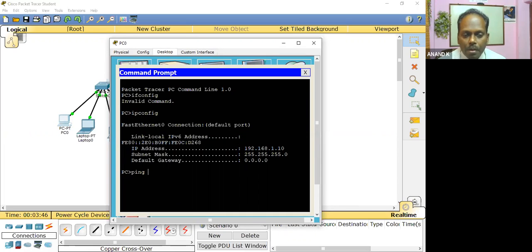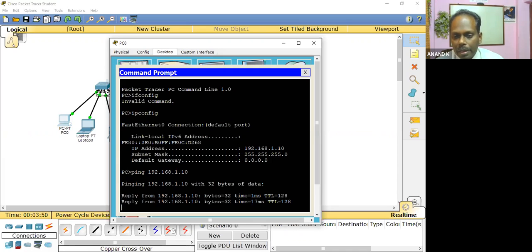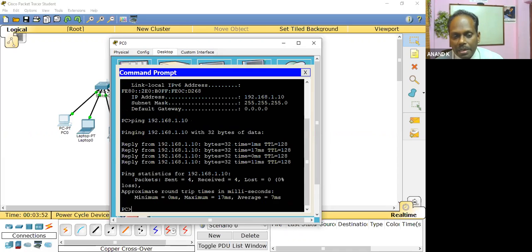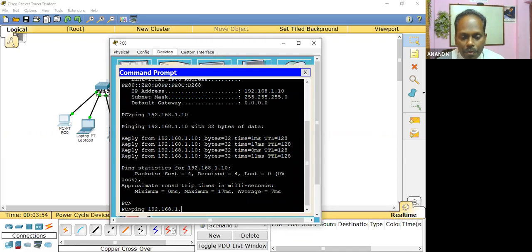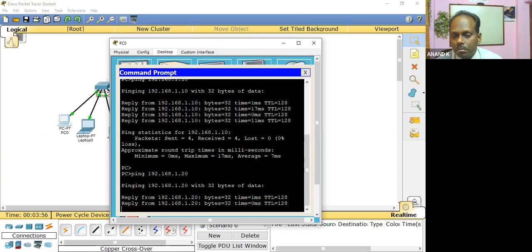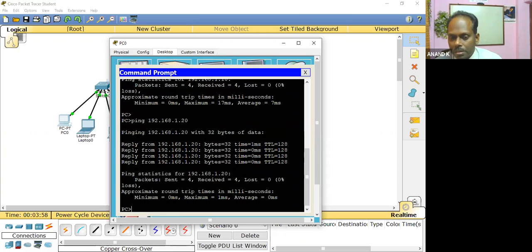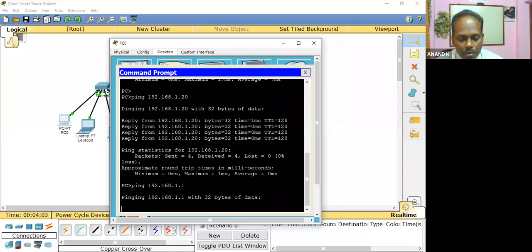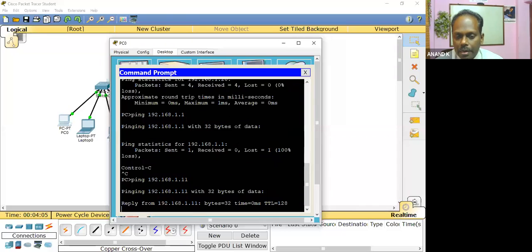If I say ping 192.168.1.10, it will ping. Okay, it's showing. It's getting a reply, it's communicable. And if I say 20 also, it will do. There is nothing new in this. So if I say 11 also, it will do.